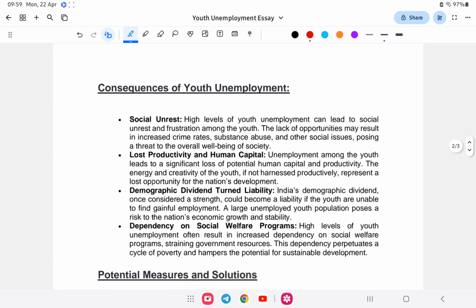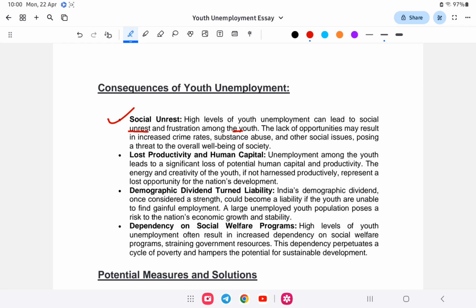Next, consequences of unemployment. As a whole, what are the results of youth unemployment in India? First is social unrest. Because youth are unemployed, as they do not have any job, they remain frustrated. If they do not work, family members will say they will only eat for free, and they will tease the youth, and because of this they get angry. So it leads to frustration and unrest among the youth.